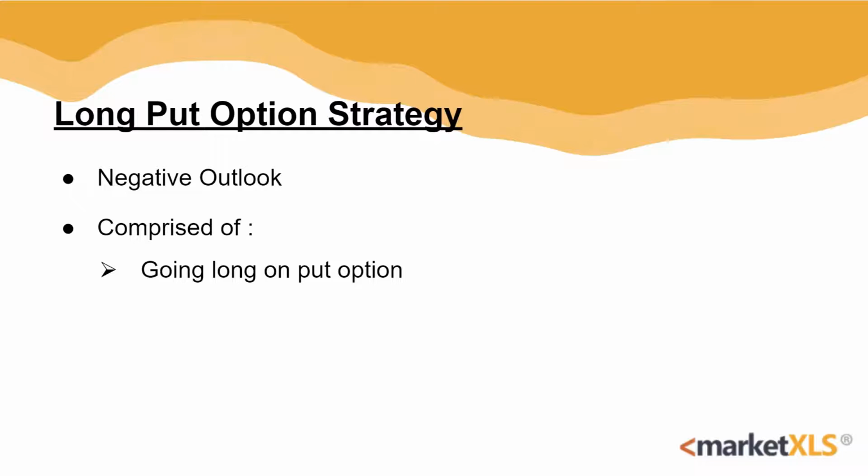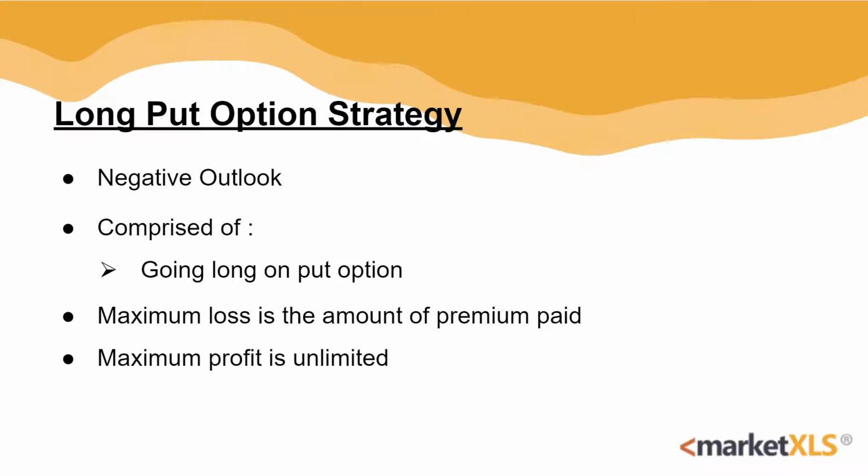A long put is an option strategy comprised of being long on the put option. The maximum loss that can be expected is the net debit of the strategy. The net debit means the net cash outflow, which is equal to the premium of the put option the trader paid. So in short, the maximum loss would be limited to the premium paid. The maximum profit can be unlimited if the stock price continues to fall.